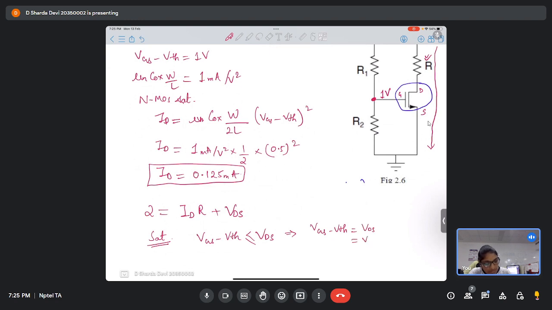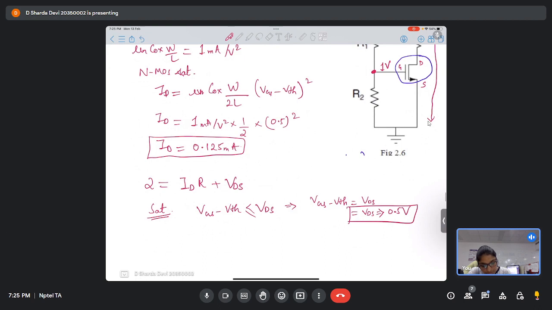So considering this, our VDS is how much? 0.5 volts, right? VDS will be 0.5 volts. So how much will be the value of R? It will be 2 minus 0.5 by ID, right? So from here, how much is the value of R that you are getting?